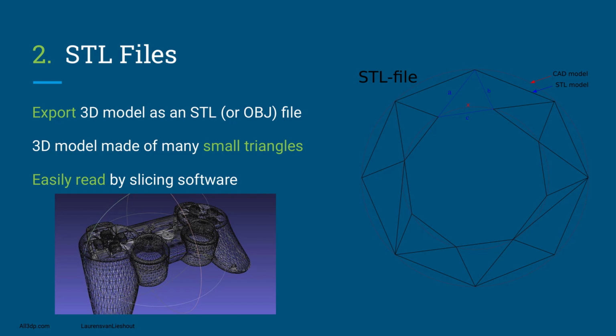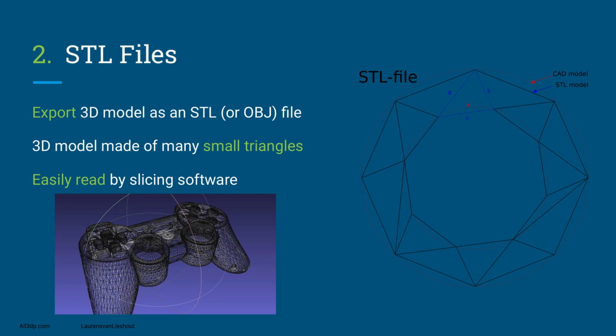And you can see here on the right is an image of what an STL file would look like. You can see that little red circle around the outside, that's what your CAD model would be. But the STL is that inner portion, which is all made of triangles. And that is the object that we're going to be able to 3D print.